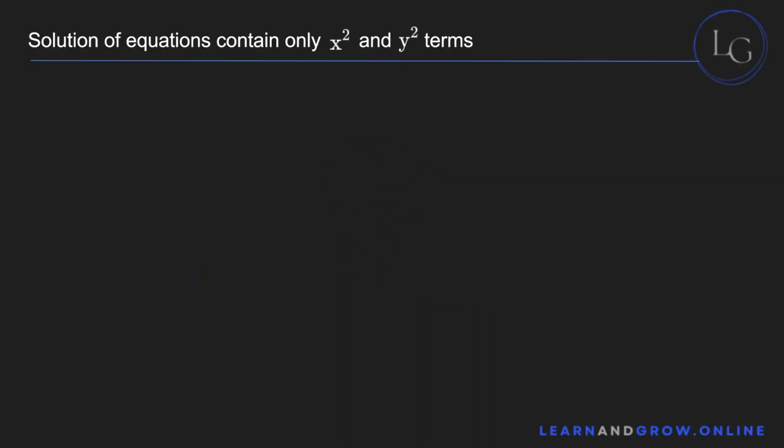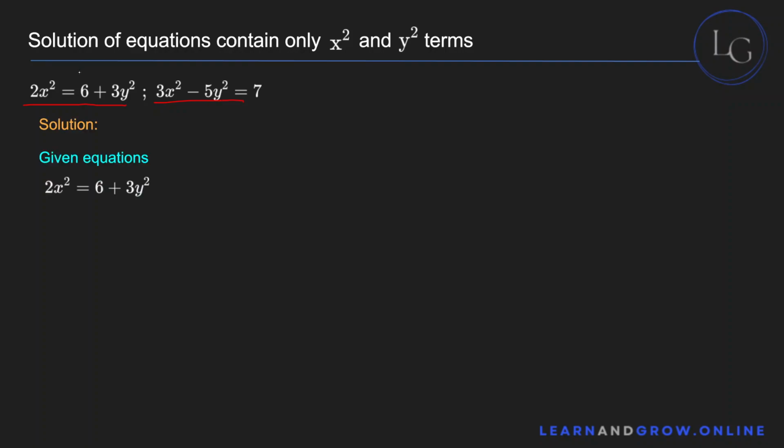Now we'll find a solution of a system of equations containing only x square and y square terms. So you have this equation and this equation. Now, basically what you'll have to do is, you see this equation over here, the first one, you'll have to put the x square and y square terms on the left hand side and the constant, which is the 6, on the right hand side.